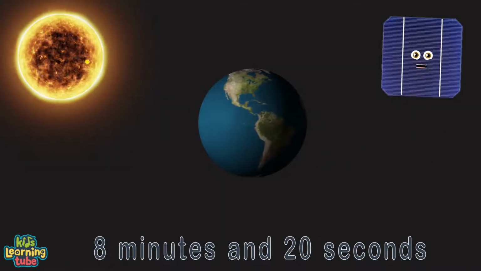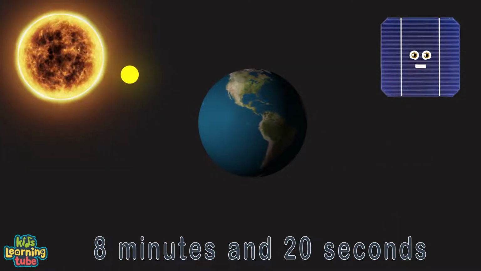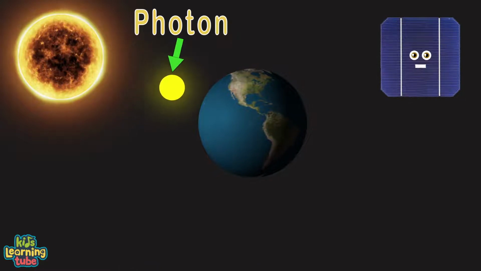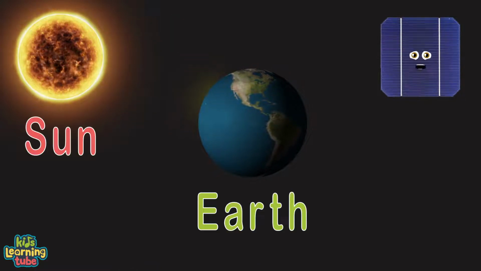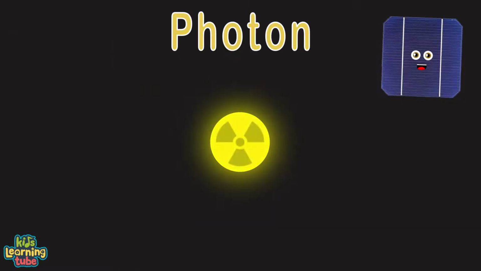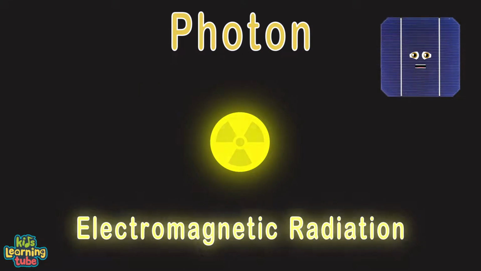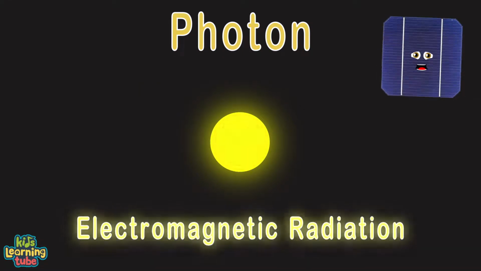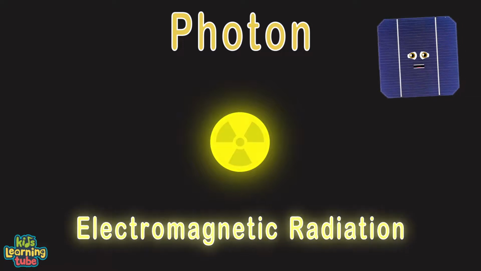It takes 8 minutes and 20 seconds for a photon to run before it reaches our Earth from the surface of our sun. Photons are made of electromagnetic radiation. They're tiny packets of energy I convert into electricity for fun.